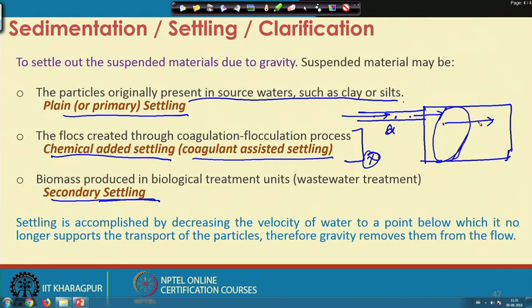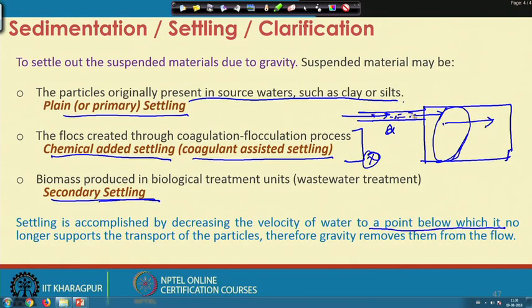So, the velocity of water through this tank is decreased to a point below which it no longer can support the transport of the particles. So, those particles which were present over here, when they are released in the tank, since the velocity of water has decreased, these particles actually settle down. These particles get settled down in the tank itself, depending on their weight, depending on their specific gravity, depending on the residence time provided in this chamber.